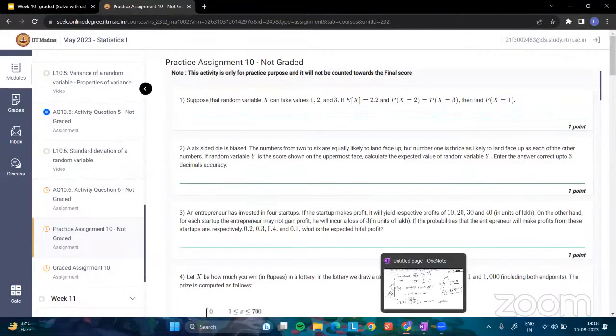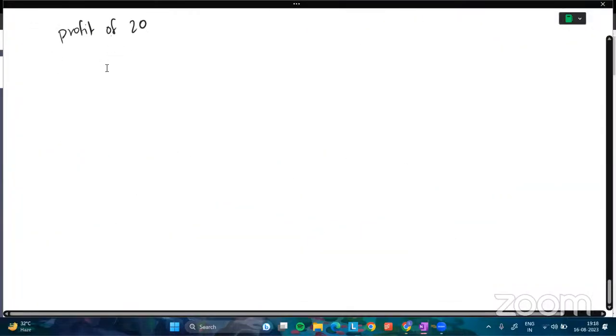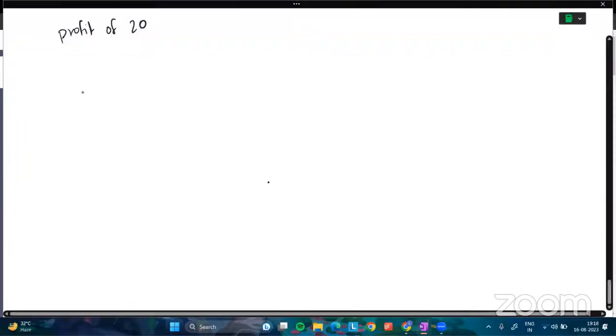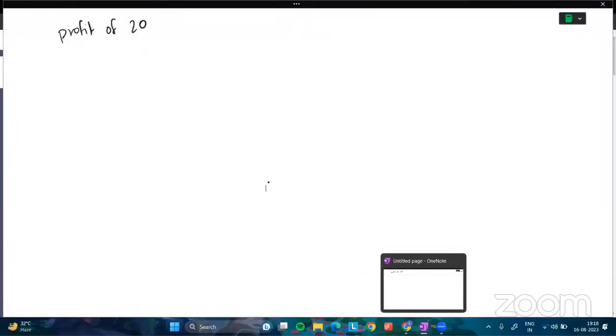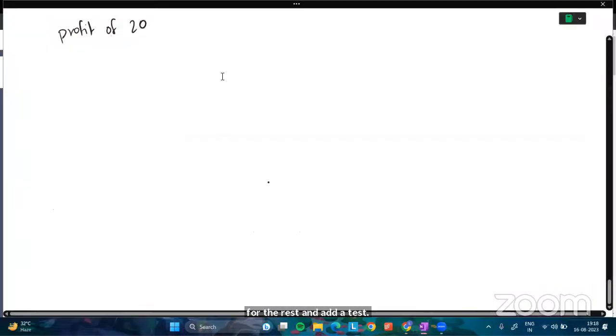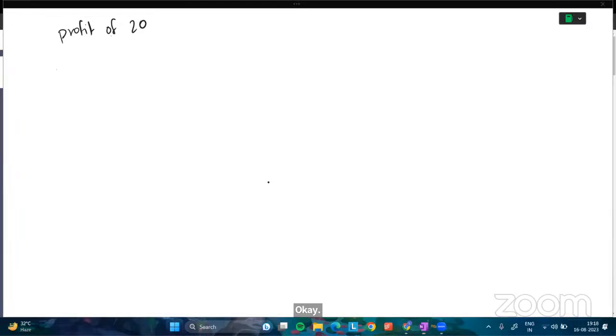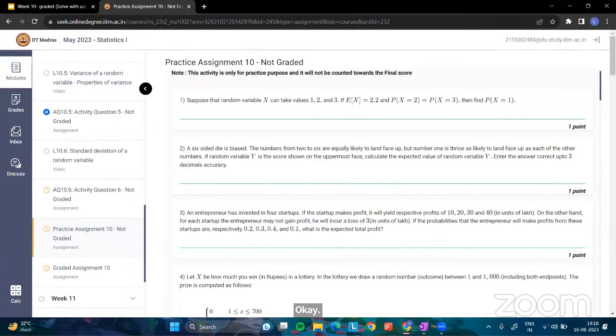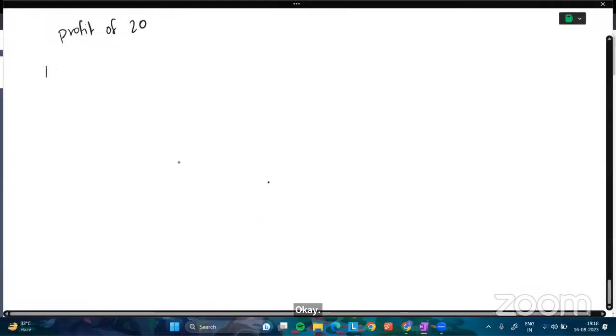Yeah, so this is again using the same principle. We'll have to find each of the individual expected values. I'll just show you how to find one, and you can find it for the rest and add it. So we'll just look at the first startup for now.